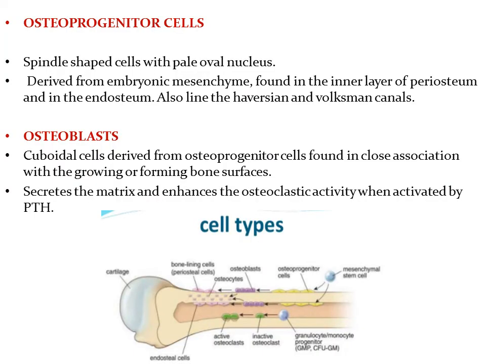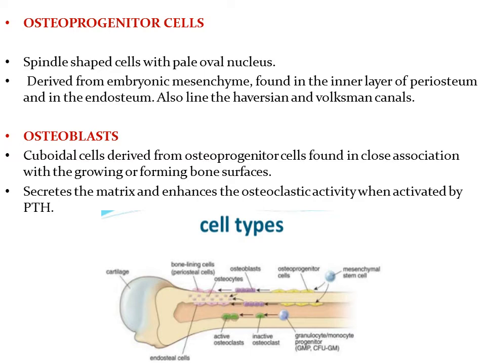The osteoprogenitor cells are spindle-shaped cells with pale oval nuclei. These cells are derived from the embryonic mesenchyme, found in the inner layer of the periosteum and in the endosteum, and also line the Haversian and Volkmann canals. They contain a pale-staining, ovoid nucleus, and as I told you, they are derived from the embryonic mesenchyme and retain the potential to divide mitotically throughout life.